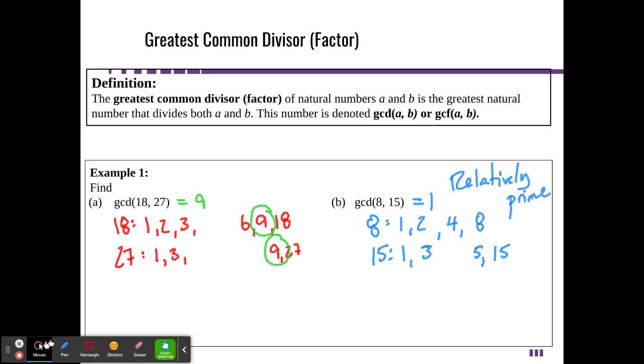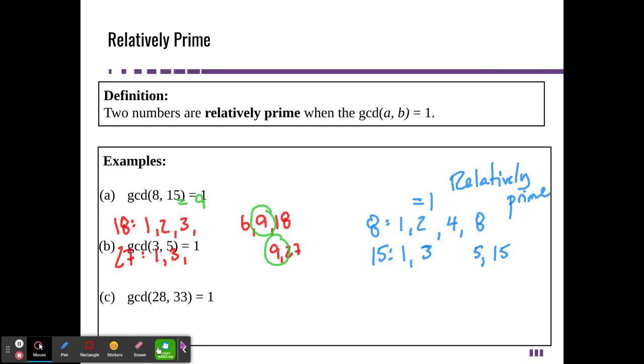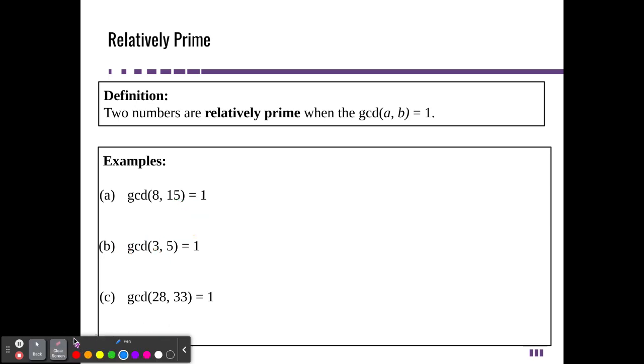All right, so let's keep looking at this and see what happens here. So got my pen, clear screen. In this particular case, our first example of relatively prime is the one we just looked at, the situation where we have the 8 and the 15. So let's take a look at another one. Two numbers are called relatively prime if their greatest common factor is equal to 1.